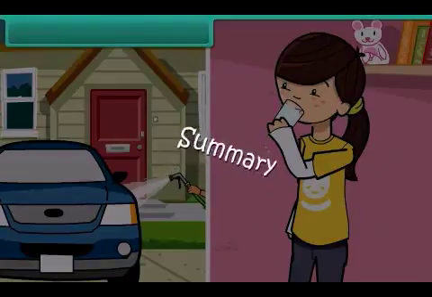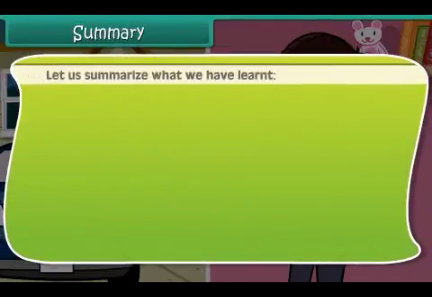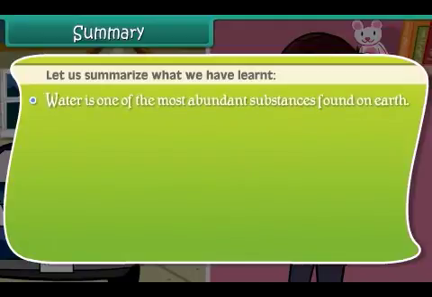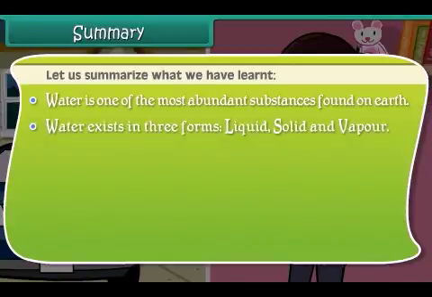Summary. Let's summarize what we have learned so far. Water is one of the most abundant substances found on earth. Water exists in three forms: liquid, solid, and vapor.